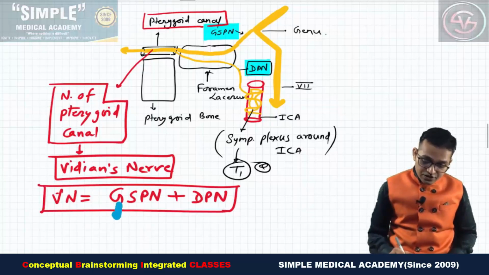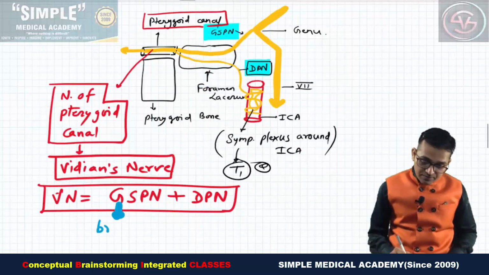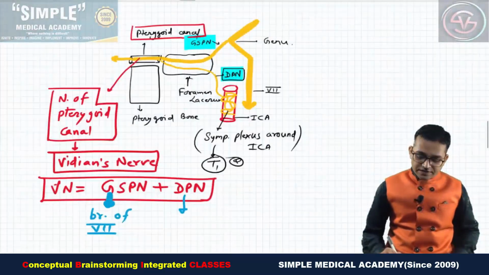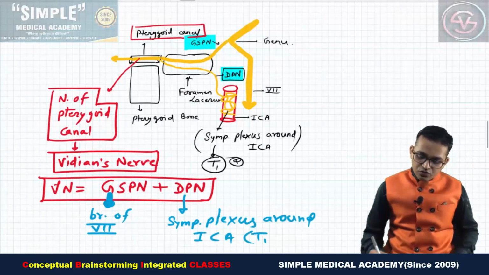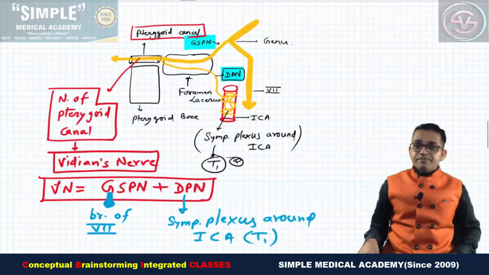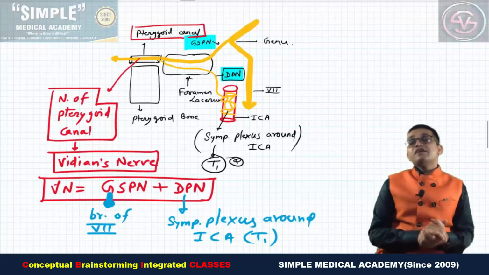Yes. What are the other MCQs? This greater superficial petrosal nerve is a branch of the facial nerve, while the deep petrosal nerve is a branch of the sympathetic plexus around the internal carotid artery with the root value of T1. Okay. And one more thing, this internal carotid artery traverses the foramen lacerum.